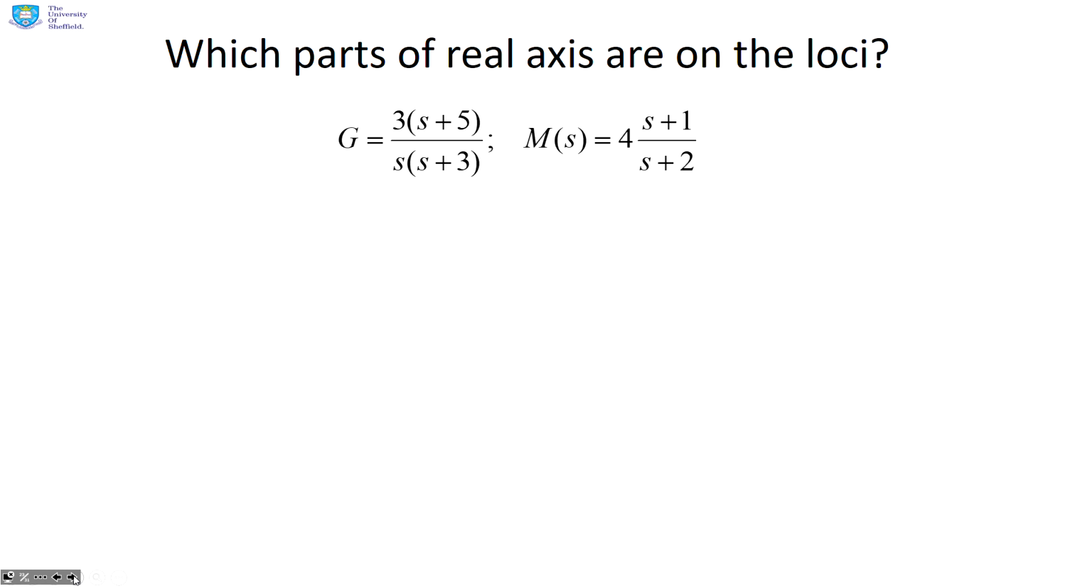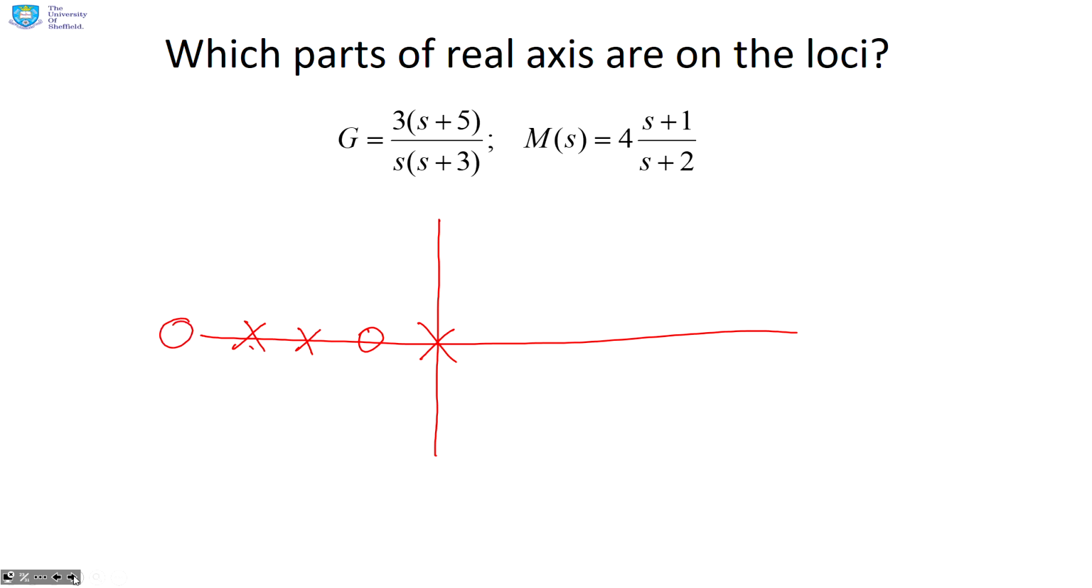Okay, so just a quick example. Which parts of the axis are on the loci? So I do a quick plot here, mark the poles and zeros. So I've got a pole at 0, I've got a 0 at -1, a pole at -2, a pole at -3, and a 0 at -5. So there's where all my poles and zeros are.